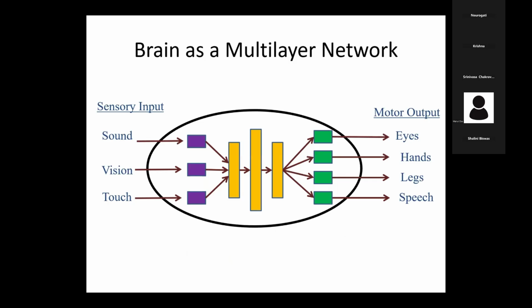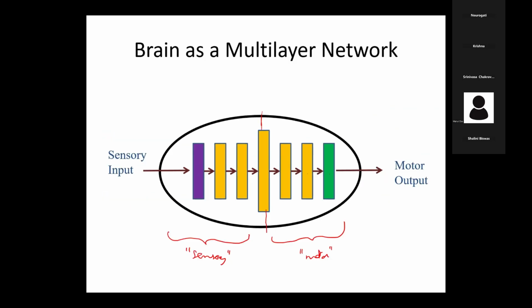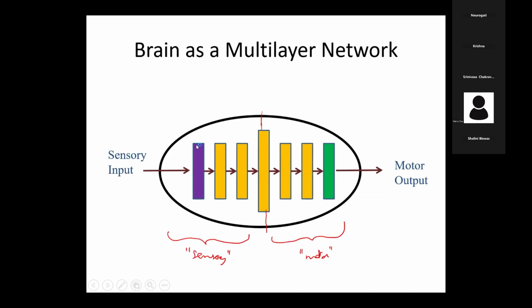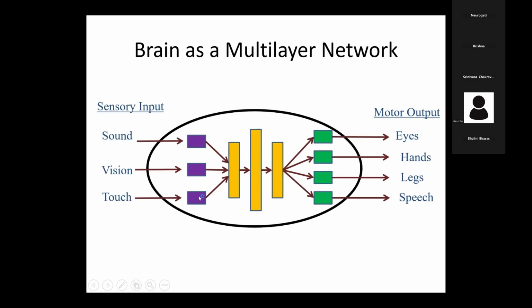Now, when it comes to the brain, we don't have some general sensory input. We have multiple different kinds of sensors or senses. So you have auditory input coming from the ears, visual input coming from the eyes, and touch input coming from the skin. All these different kinds of sensory inputs are like different parts of the input layer. You have to split this purple layer into multiple subsections. All of them feed into the hidden layers.